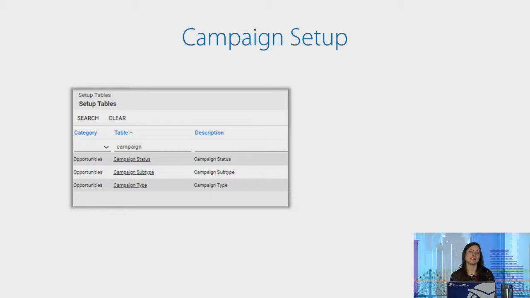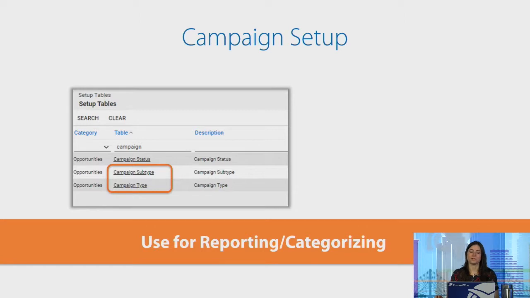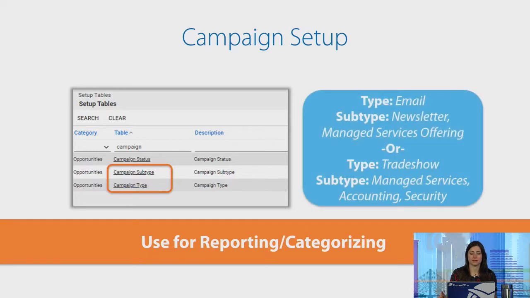Within the campaign settings, though, this is within our setup tables, and we can assign campaign types and subtypes to allow us to get a little bit more granular with both our reporting and really just assessing what marketing efforts bring in a good return. So we use this for not just reporting, but also categorizing. So as we're talking about a particular effort, it helps us split them up into separate campaigns so that we can then judge them for our reporting. I did want to show some examples here.